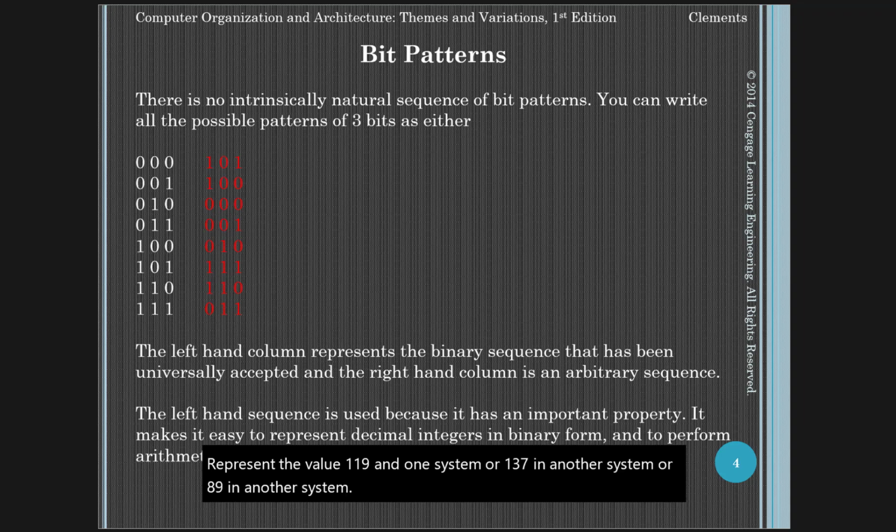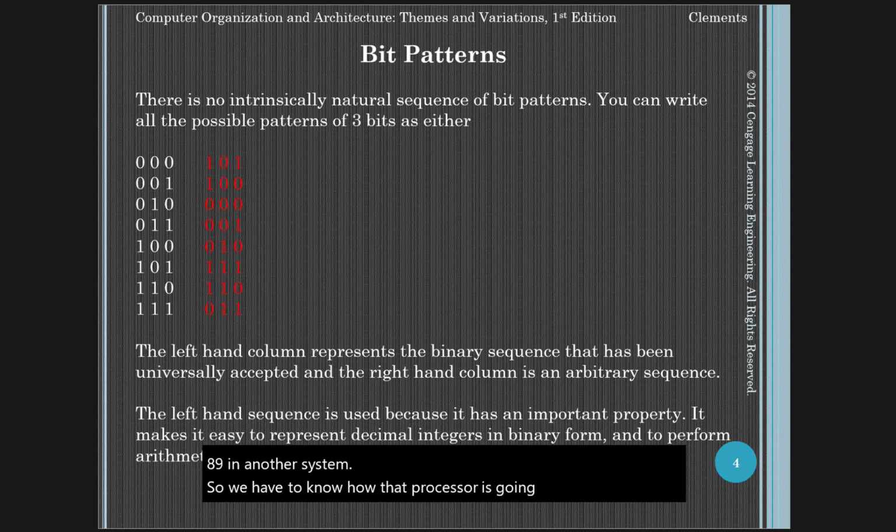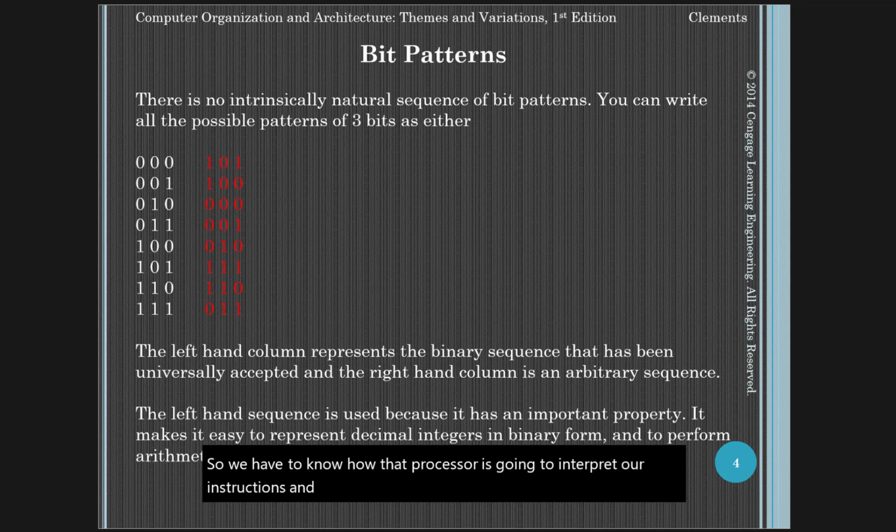So we have to know how that processor is going to interpret our instructions, and then programmers have to perform operations on data according to their type, right? So there's nothing stopping you from multiplying the binary representation of John by the number 8, but we have to know that our microprocessor is going to be able to handle something like that.